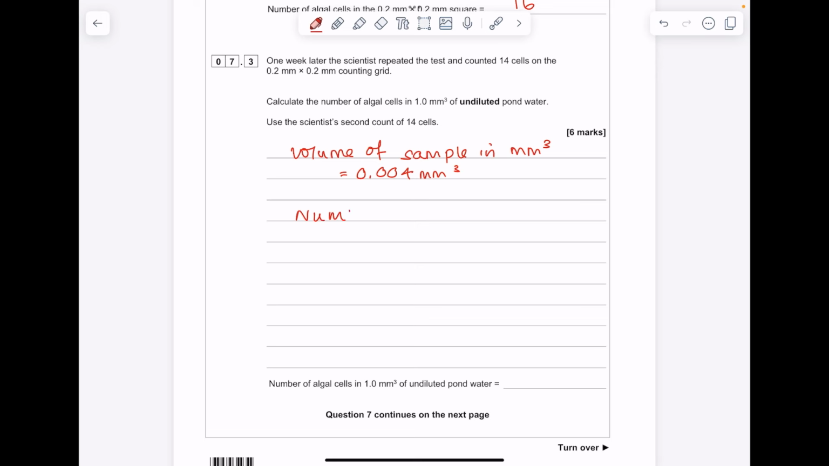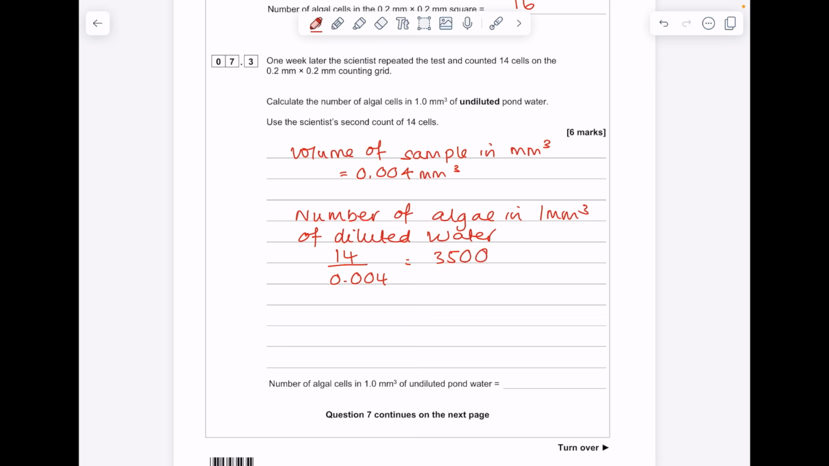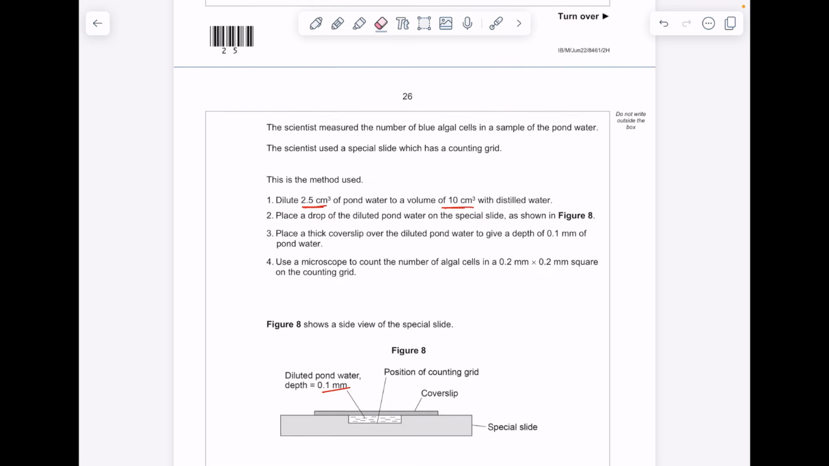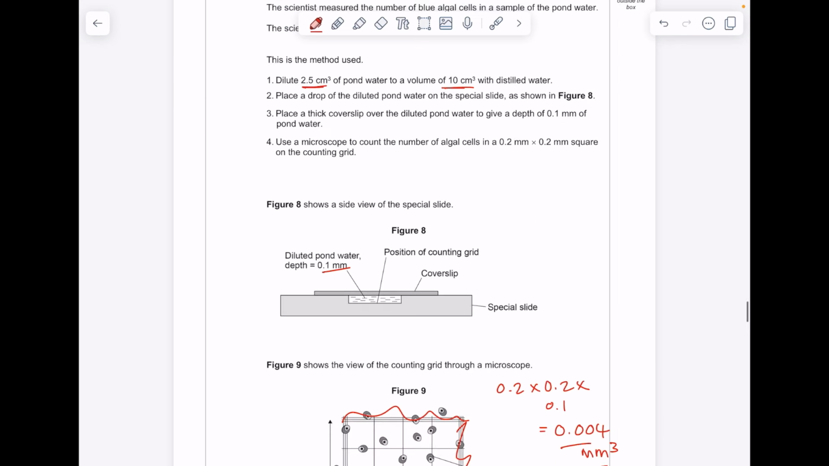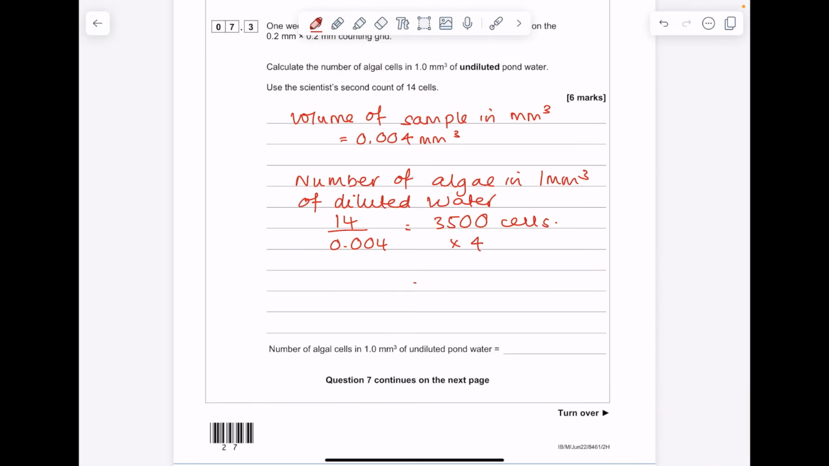Then we want to work out the number of algal cells in 1 millimeter cubed of diluted pond water, because that's what we did in the experiment. So what we do is we take that 14, which was the number of cells they told us, divided by the volume we've just calculated. So that's 3,500 cells. And then we need to work out the dilution factor looking at the method. So it says dilute 2.5 centimetres cubed of pond water to a volume of 10 centimetres cubed with distilled water. So the dilution factor is 1/4, which means we'd expect there to be 4 times as many algal cells in the undiluted water. So just times that by 4. And so here's your final answer.